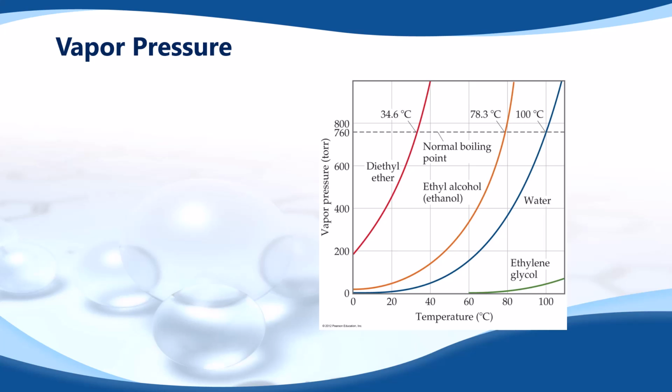Right? So diethyl ether is a polar molecule, but it's not a very strongly polar molecule, nowhere near as strong as ethanol or water, which hydrogen bond. Right? So it has a very high vapor pressure, because with low intermolecular forces, it's very easy to escape the liquid phase.